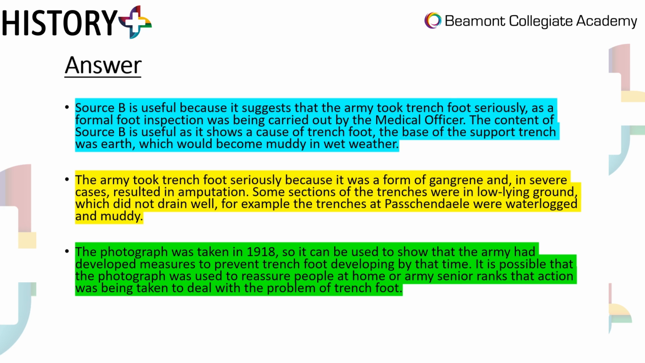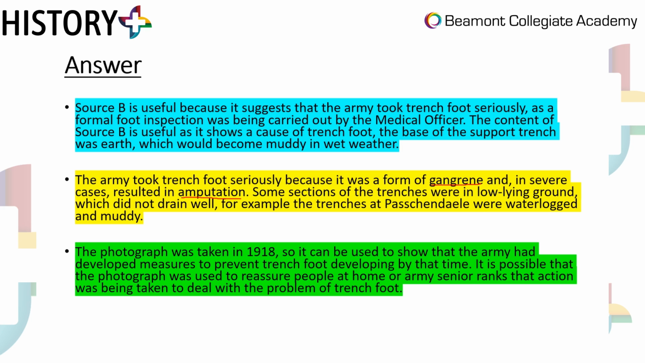So source B is useful because it suggests that the army took trench foot seriously as a formal foot inspection was being carried out. The content of source B is useful as it shows a cause of trench foot. The base of the support trench was earth, you could see the mud, which would become muddy in wet weather. Own knowledge, the army took trench foot seriously. It was a form of gangrene, there's your own knowledge, and in severe cases resulted in amputation. That is why he's doing his foot inspection.